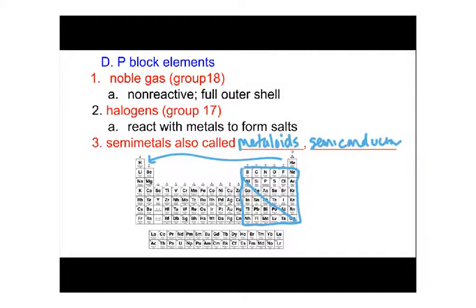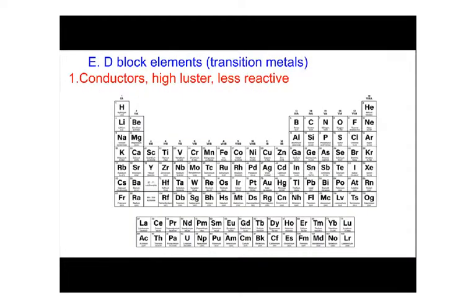This group 18, including helium, is non-reactive because they have a full valence shell. Helium is full at 2 electrons, but the rest of them are full at 8 valence electrons. And we call those noble gases. Halogens is this group right here: fluorine, chlorine, bromine, iodine. That is our halogen group, and they usually bond with these guys over here in group 1, the alkali metals, to form salts.